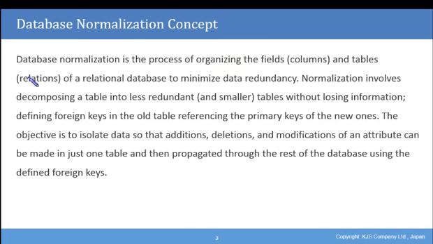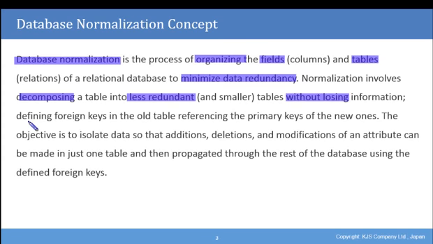So let's have a look here at the concept of database normalization. This is the process of organizing the fields or columns and tables or relations of a relational database to minimize data redundancy. Normalization involves decomposing a table into less redundant and smaller tables without losing information, defining foreign keys in the old table, referencing the primary keys of the new one.